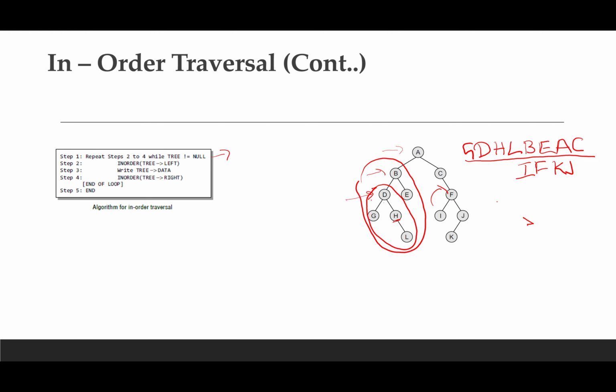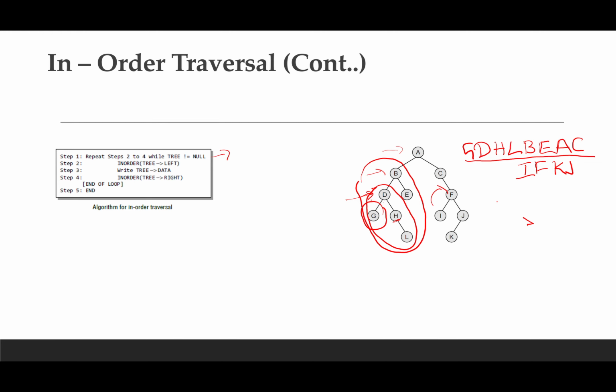Then we are checking whether tree is not equal to null, it is not equal to null. So we are calling the function inorder(tree->left). So we are calling this function. So what we are doing, what is the left of this D? G. Then again we are checking the condition is true.